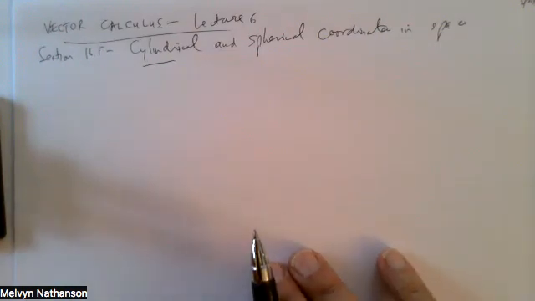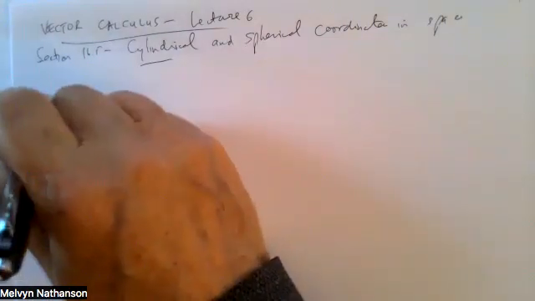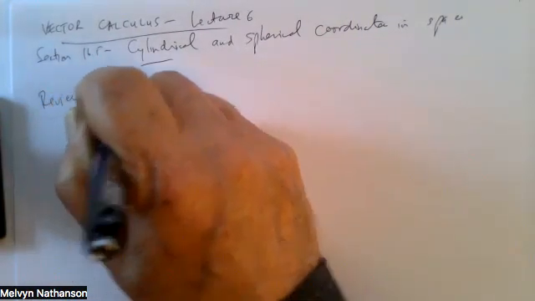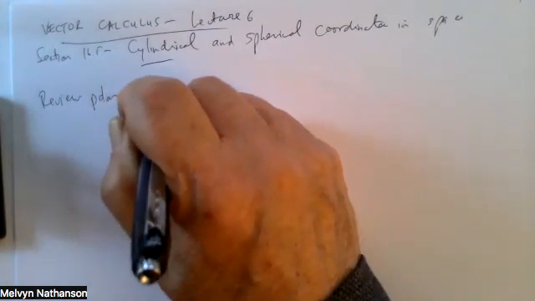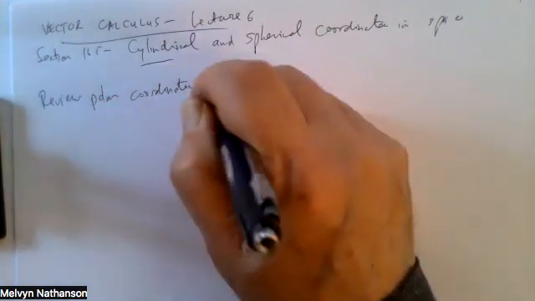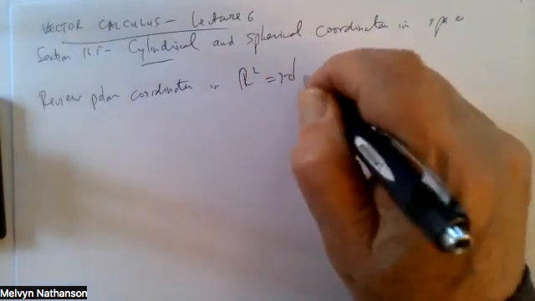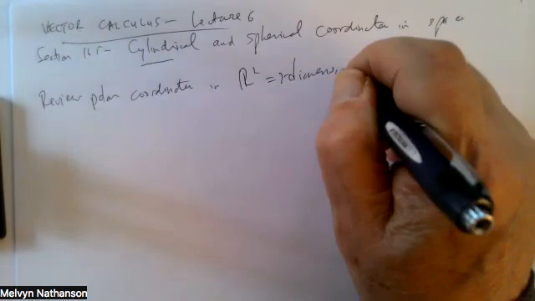If not, then we go to 16.5 and cylindrical coordinates first and spherical coordinates second. But before we can deal with cylindrical coordinates, I want to review polar coordinates in R2, which is two-dimensional space.